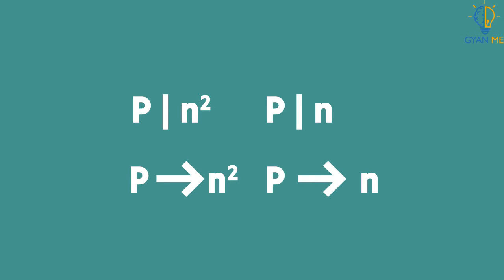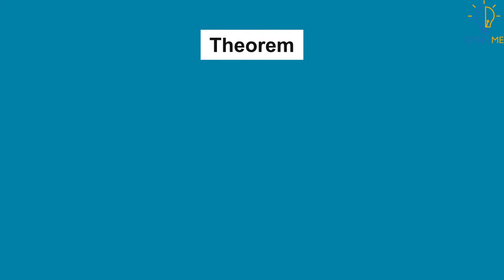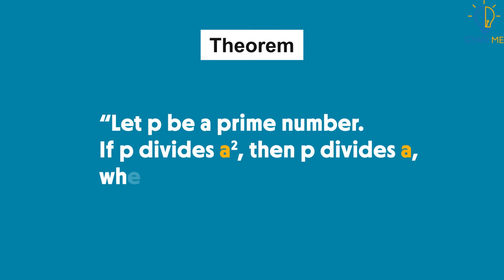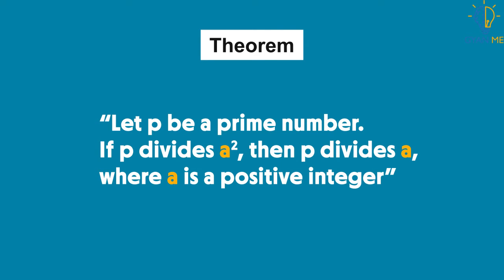Students, recall that a factor can divide a number completely or evenly. In the theorem, this can be written as: let p be a prime number. If p divides a square, then p divides a, where a is any positive integer. First, let us understand the theorem by these examples, and then we will see its proof.